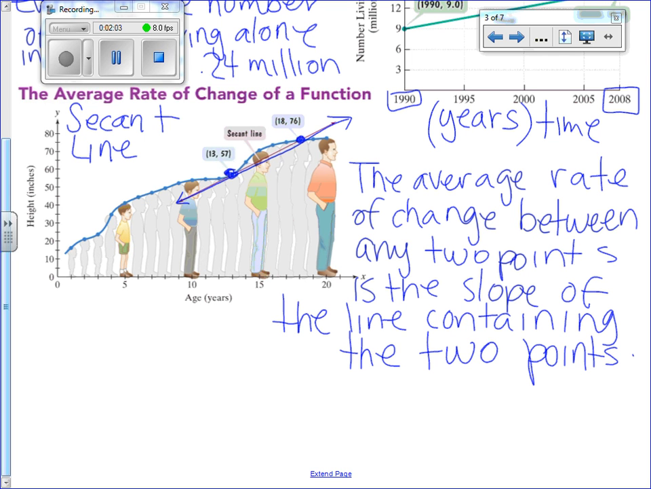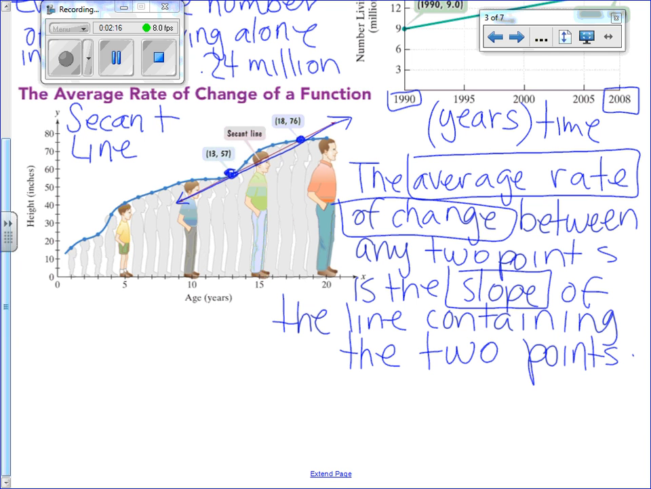Okay, so the average rate of change between any 2 points is the slope of the line containing the 2 points. So here we're saying average rate of change is the same as the slope, which is what I was mentioning to you guys. Now, that line, we're going to call it a secant line. And just so you know, whenever you take calculus, you will learn something about a tangent line.